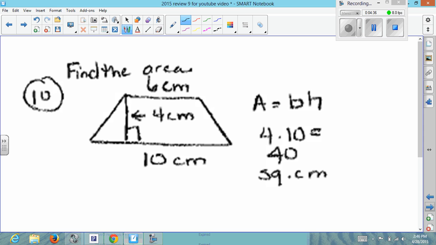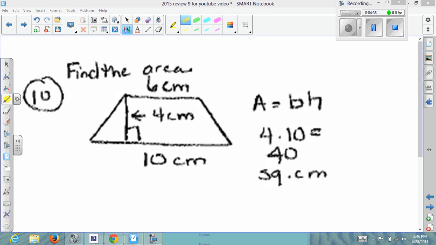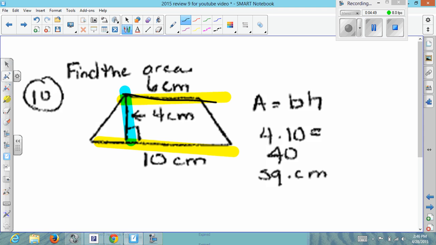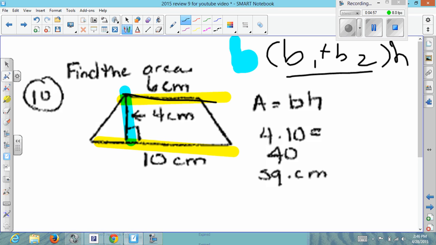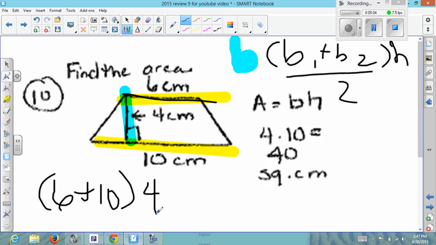And then the last one, that's a trapezoid. So on a trapezoid, I highlight both bases and my height. And then my formula is the sum of the bases times the height divided by 2. So it's going to be 6 plus 10 times 4, all divided by 2.